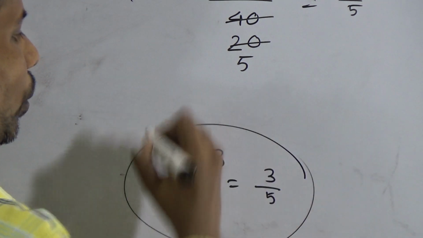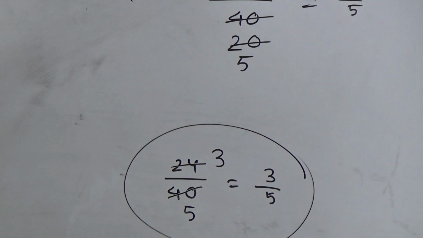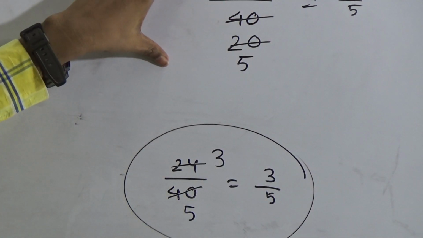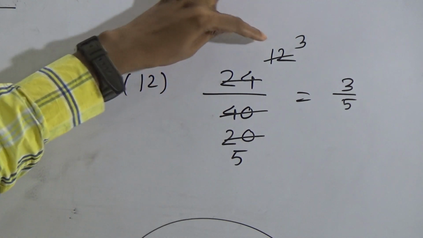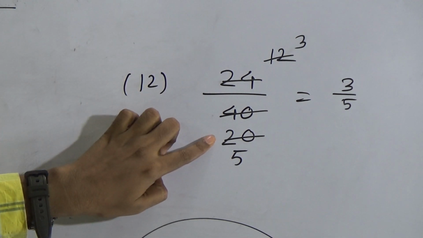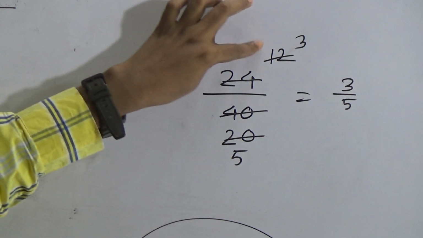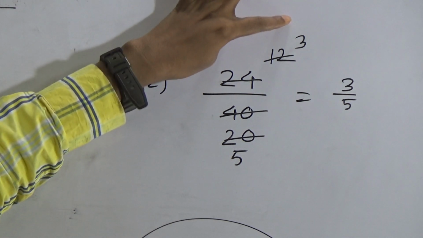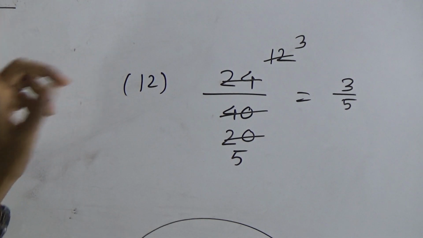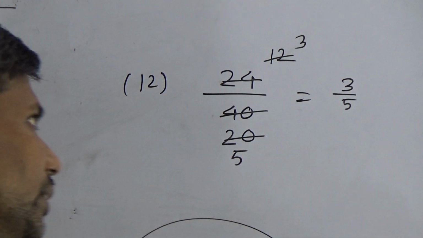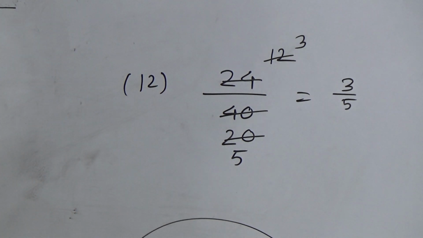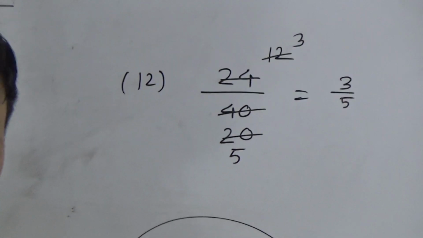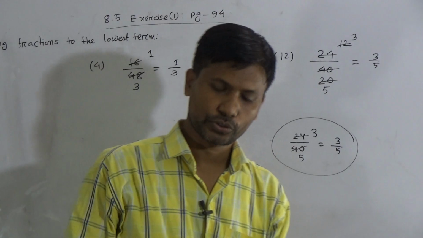Student, but you see in question 12, at first I divide 24 and 40 by 2, then you get 12 and 20. Then again I divide 12 by 4, and we get 3; we divide 20 by 4, then we get 5. Then our result is 3 by 5. Similarly, in this process, the result is 3 by 5. Student, in your capability, you select your process.